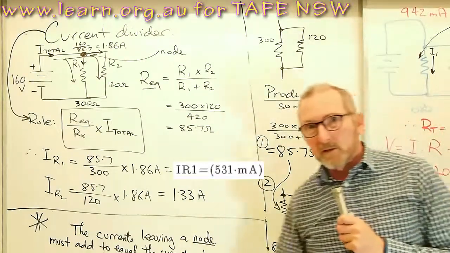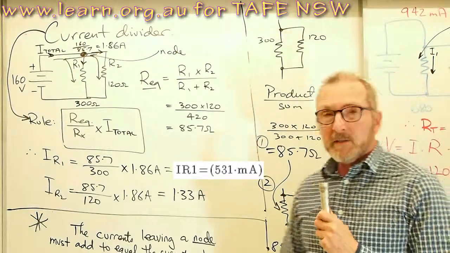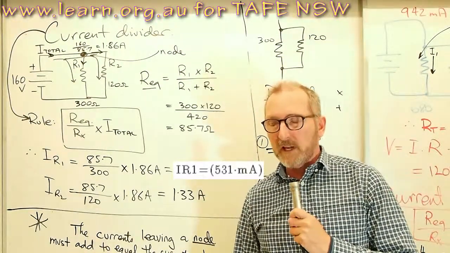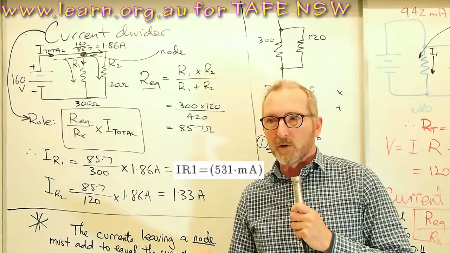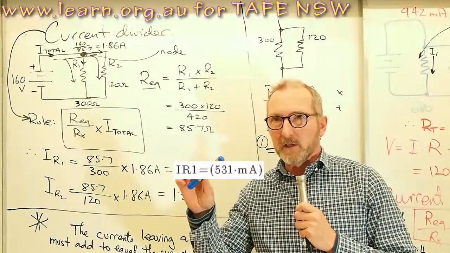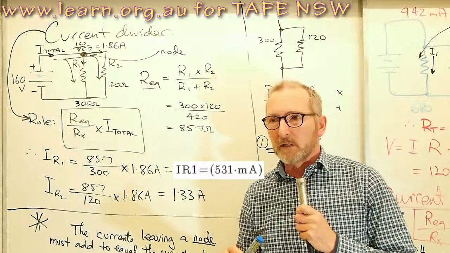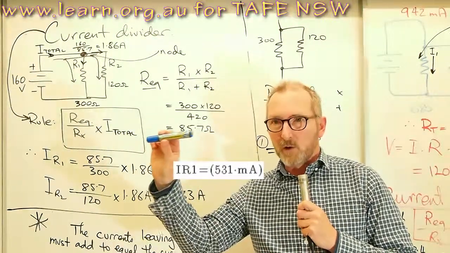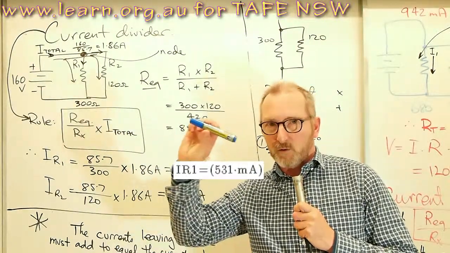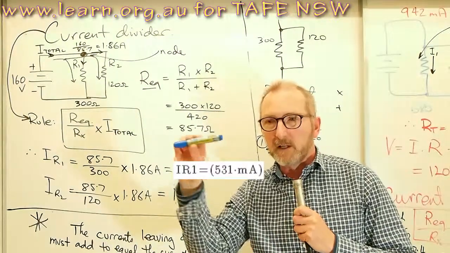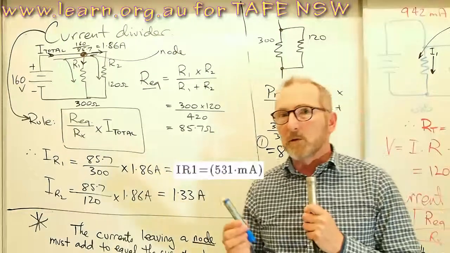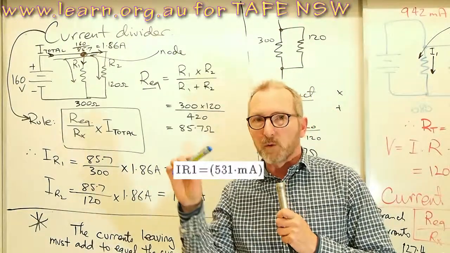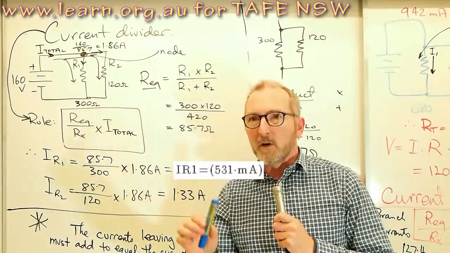When working with a current divider, it's a very handy rule to understand, and we'll be using this a lot in all future lessons where we've got division in a series parallel circuit. That is, we've got a current travelling along which then forks or splits or divides, if you like, into more than one branch current.